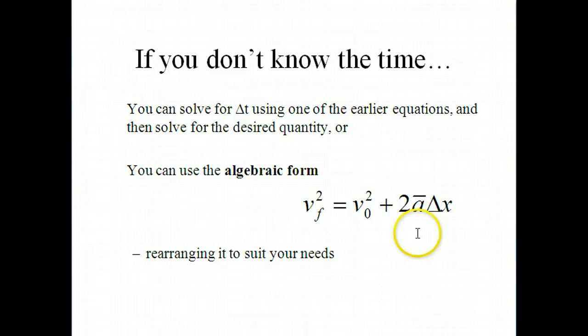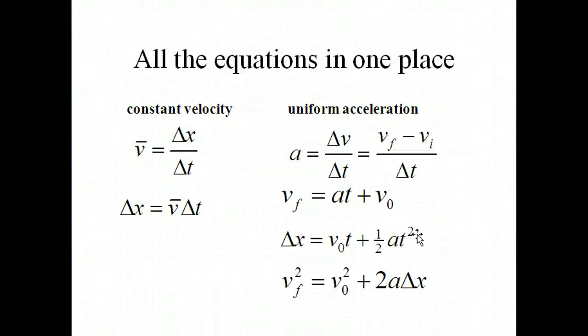And that's basically it. To sum up, we have all the equations in one place. We have the constant velocity equation, to solve for average velocity and for displacement, and we have several uniform acceleration equations. This one is solving for acceleration. This is the same equation solved for final velocity. This is the equation for displacement, and this is finally the time-independent equation. So there you have it.